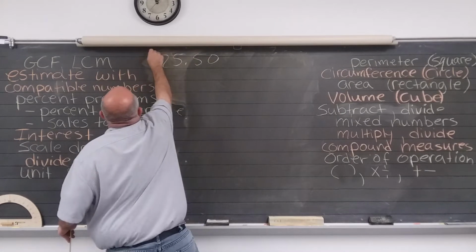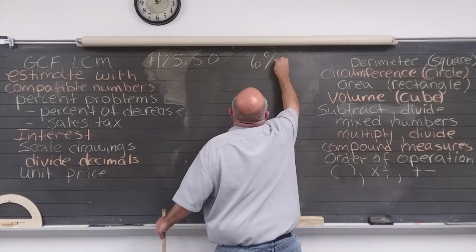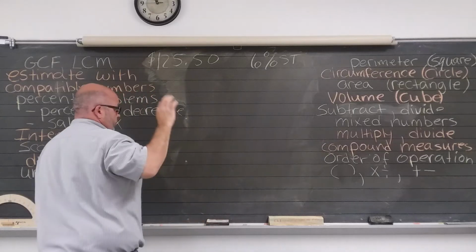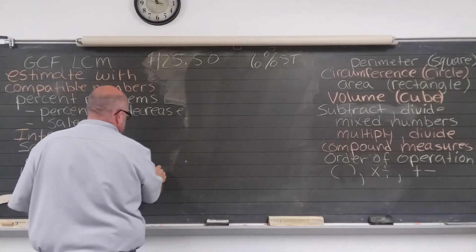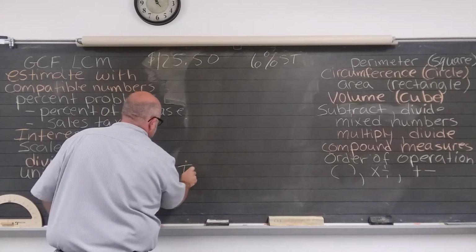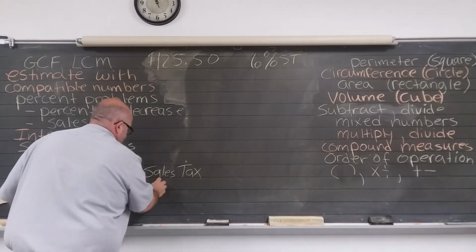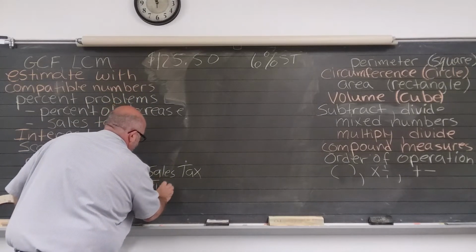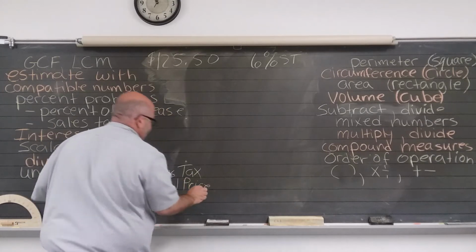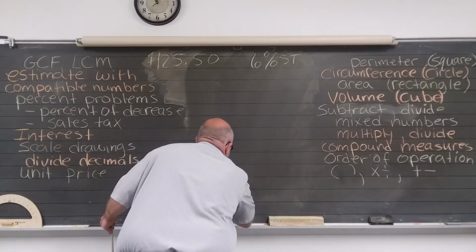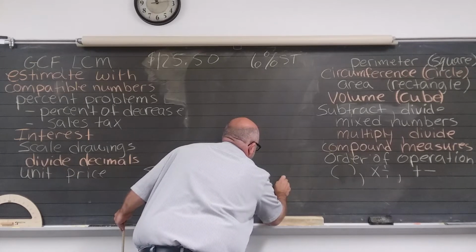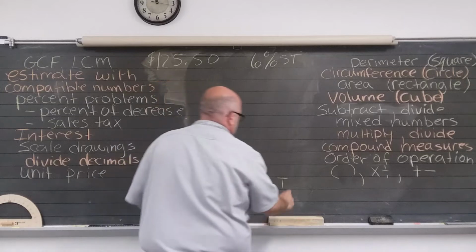$125.50 with a 6% sales tax, right? So your final answers are going to be two answers. A tax, how much is the sales tax? And then final price, which is $125.50 plus the tax, right?